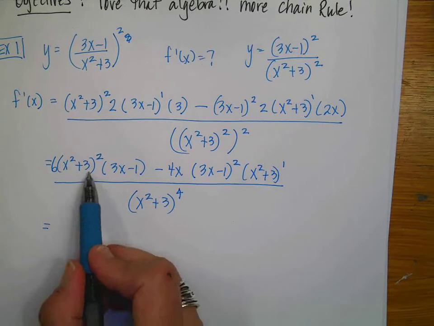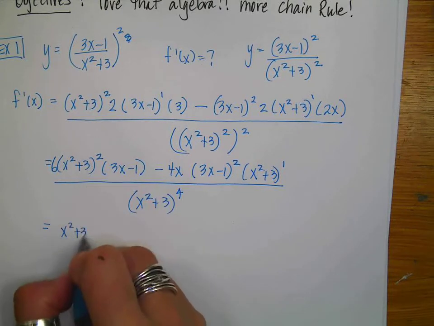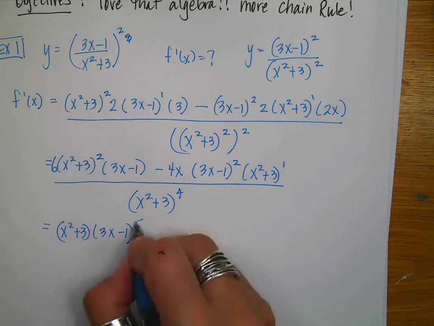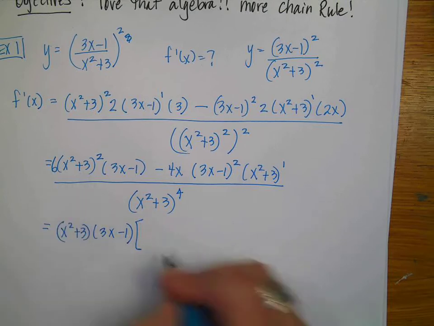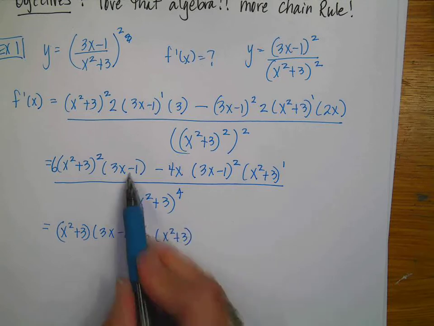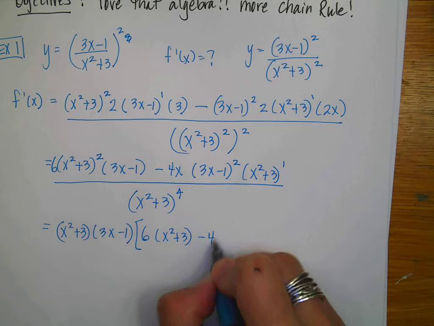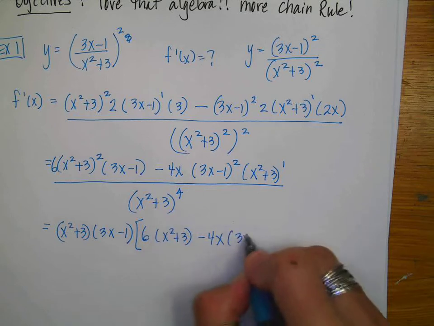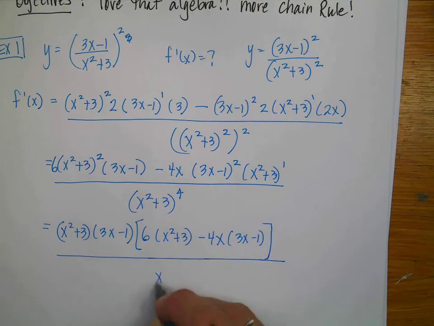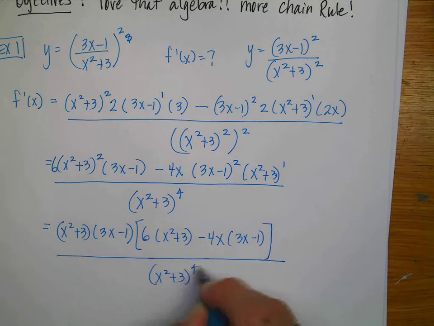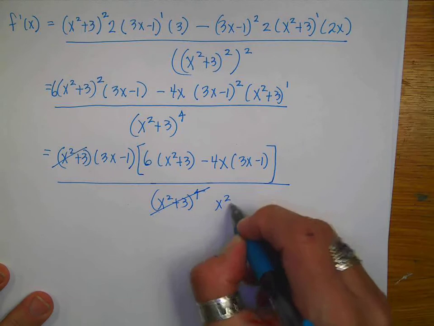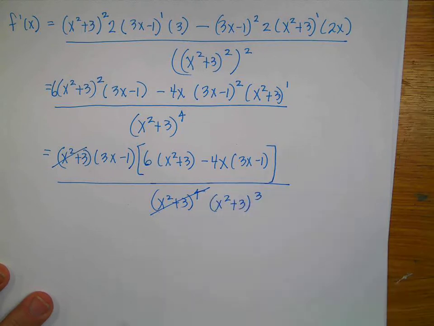So I'm going to factor out. I have x squared plus 3's in both terms, and I have a 3x minus 1 in both terms. In the first one, it leaves a 6. That's a 6. And it leaves an x squared plus 3. This divided by this is 1. In the second one, I have a 4x. I have one 3x minus 1, and I already have that. And then I'm going to have (x squared plus 3) to the fourth. And you'll notice that one of those can cancel, so it leaves (x squared plus 3) to the third.